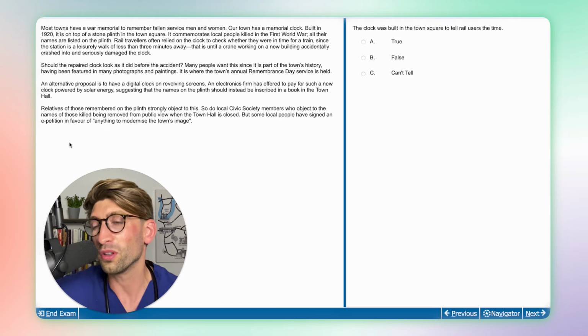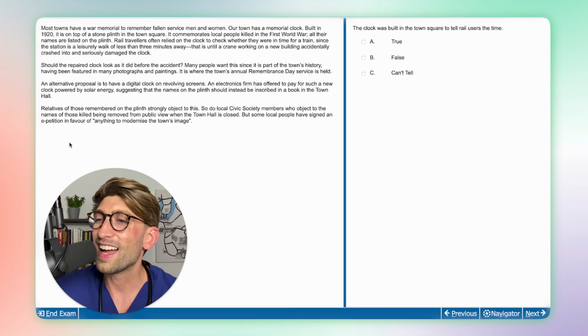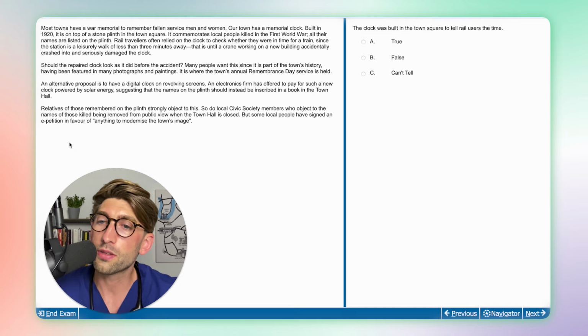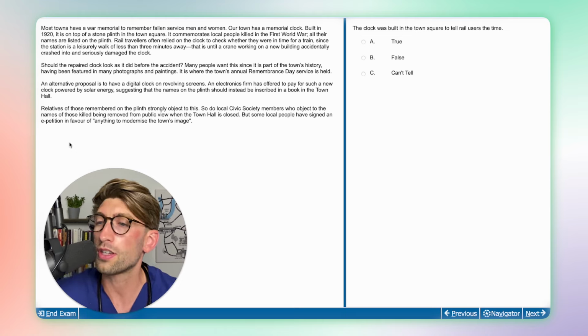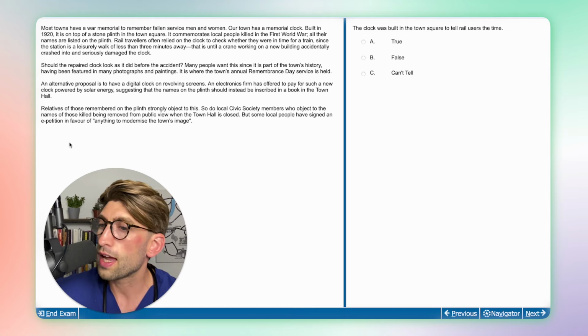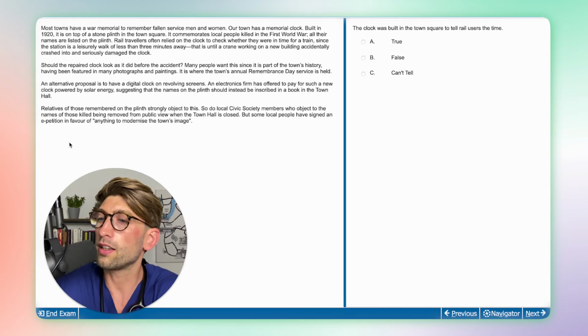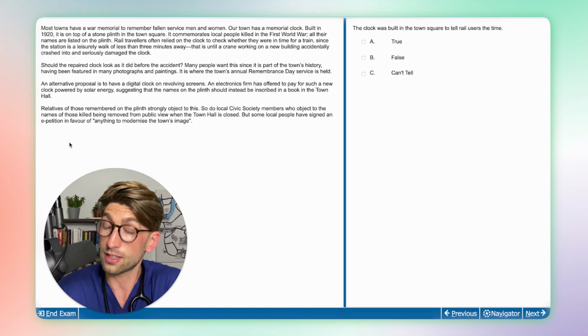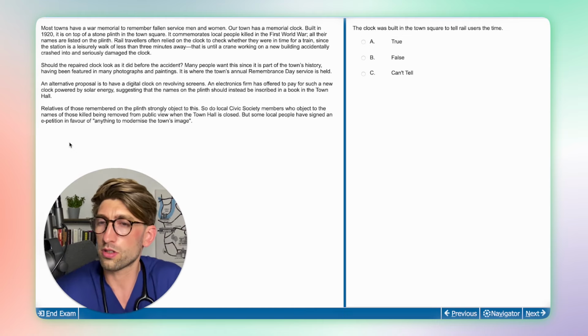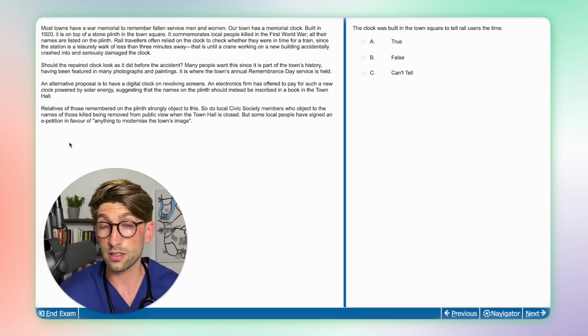This is a thrilling read, as all of these verbal reasoning questions are, by the way. An alternative proposal is to have a digital clock on the revolving screens. God, sounds awful. An electronic firm has offered to pay for such a new clock powered by solar energy, suggesting that the names on the plinth should instead be inscribed in a book in the town hall. Relatives of those remembered on the plinth strongly object to this. So do the local civic society members, who object to the names of those killed being removed from public view when the town hall is closed. But some people have signed an e-petition in favour of anything to modernise the town's image. Wow, what a delight that was to read. Okay, so fine, I would probably quickly skim read this as it's a short passage, but let's go through some questions.